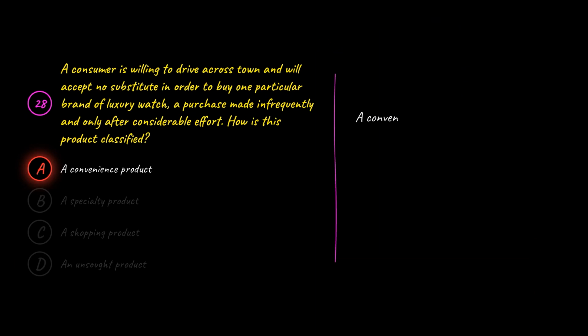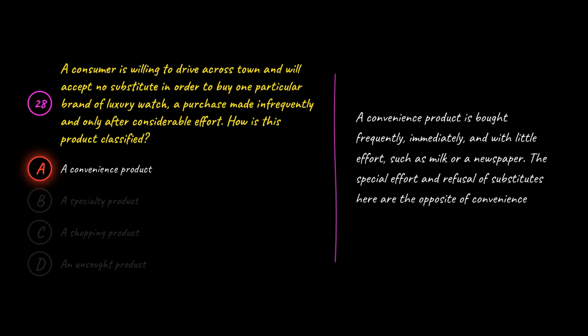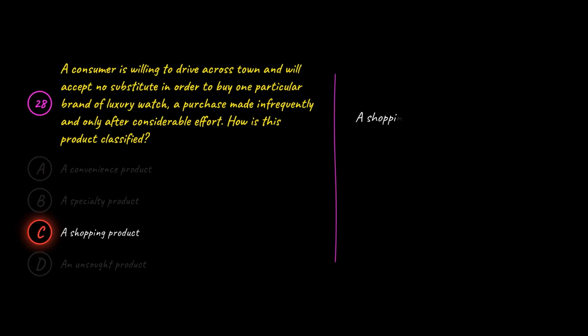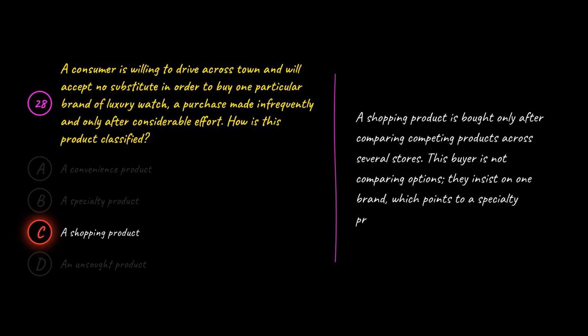A is wrong because a convenience product is bought frequently, immediately, and with little effort, such as milk or a newspaper. The special effort and refusal of substitutes here are the opposite of convenience buying. C is wrong because a shopping product is bought only after comparing competing products across several stores. This buyer is not comparing options, they insist on one brand which points to a specialty product.